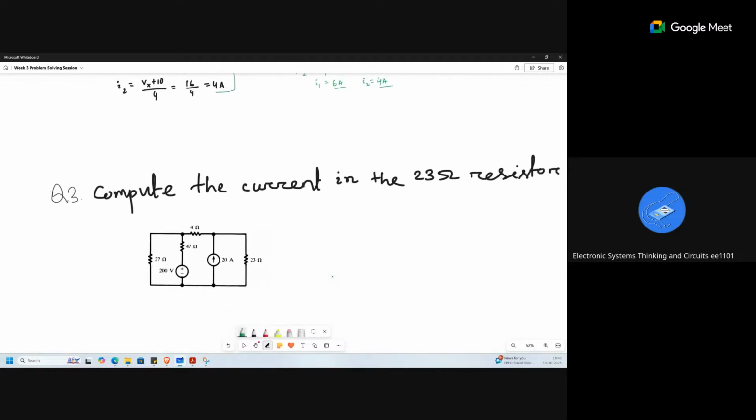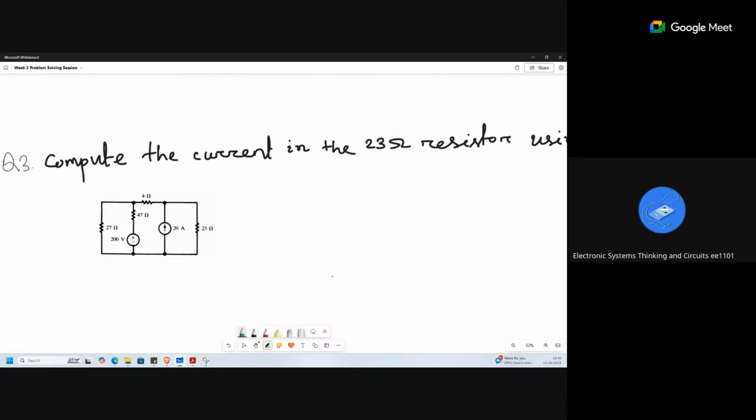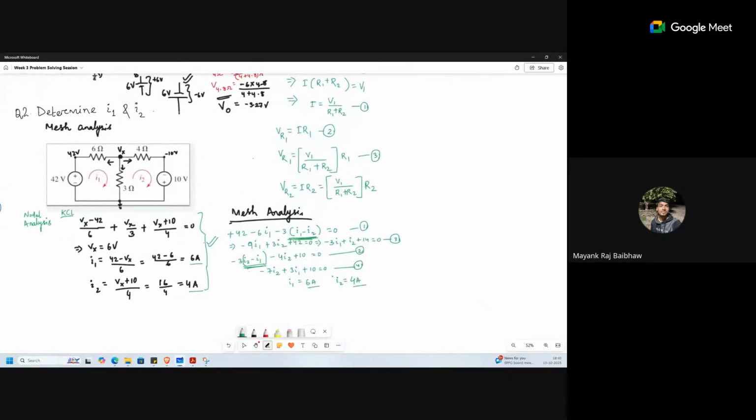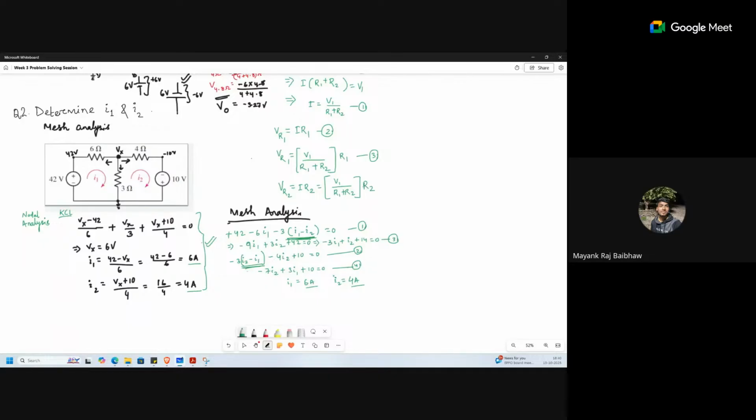Okay, this is the question. Excuse me, ma'am. Yeah, you can ask. Ma'am, in mesh analysis, will you please explain the sign, how we take a voltage sign and the resistor sign while writing the equation? Yeah, so see, actually, this is how your friend has done it.